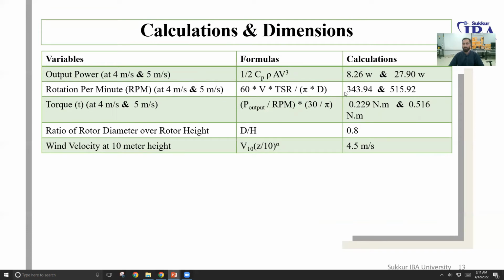The RPM at 4 meter per second wind speed is 343.94, and at 5 meter per second is 515.92. Torque at 4 meter per second is 0.229 Newton meter, and at 5 meter per second wind speed is 0.514 Newton meter. Ratio of rotor diameter over rotor height is 0.8. Wind velocity at 10 meter height is 4.5 meter per second.